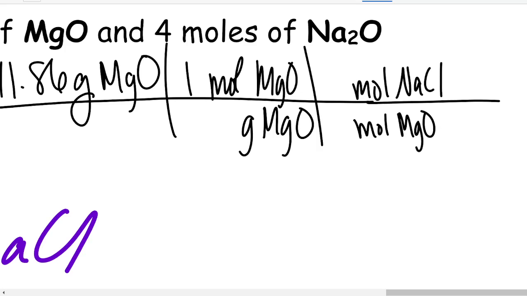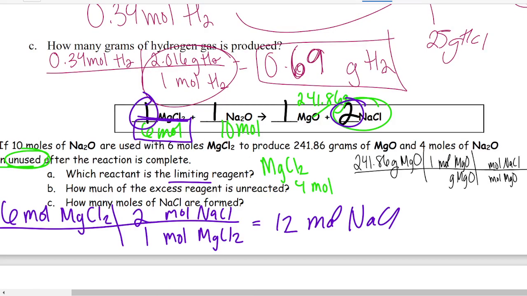Between moles of magnesium oxide and moles of NaCl, I use my coefficients from the balanced chemical equation. So for every 2 moles of NaCl, there's 1 mole of magnesium oxide. Then I use my molar mass of magnesium oxide. So that would be 24.305 for magnesium plus 15.999 for oxygen. So 40.304 would go here.